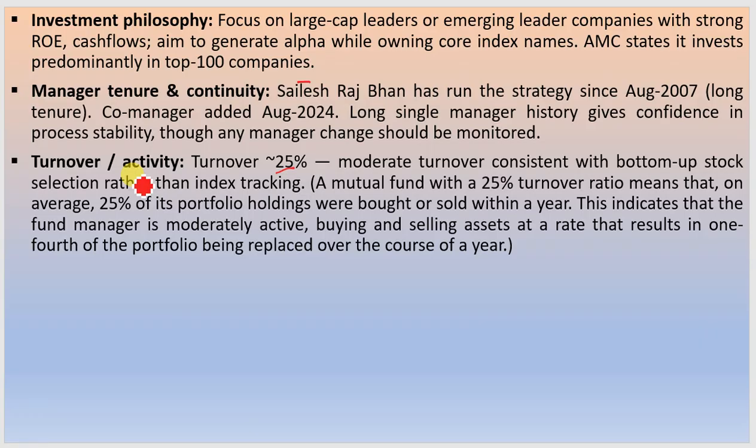A mutual fund with a 25% turnover ratio means that on average 25% of its portfolio holdings were bought and sold within a year. This indicates that the fund manager is moderately active, buying and selling assets at a rate that results in one fourth of the portfolio being replaced over the course of a year.